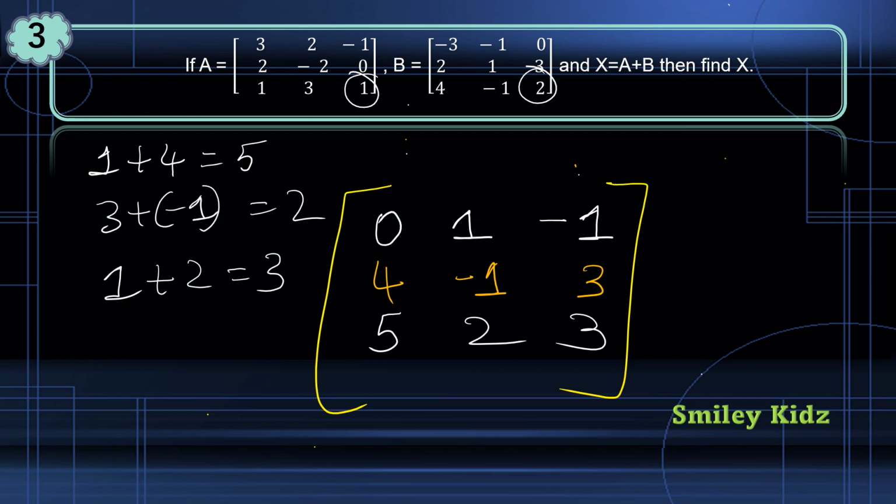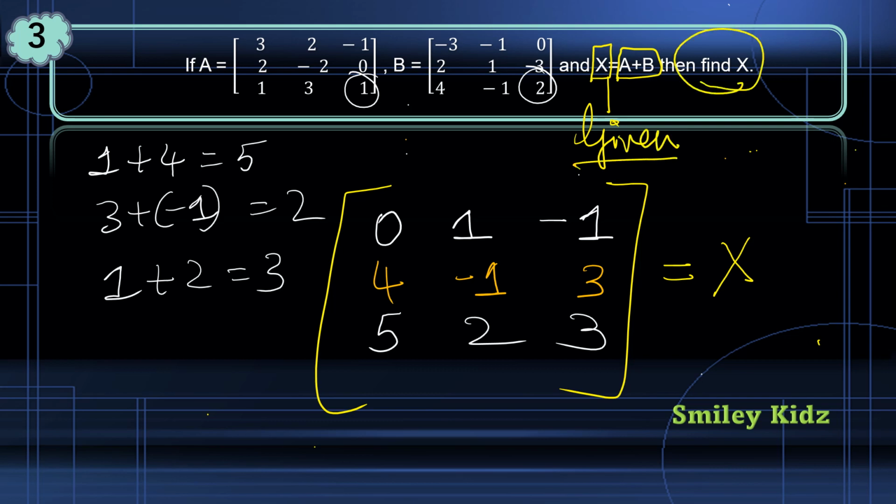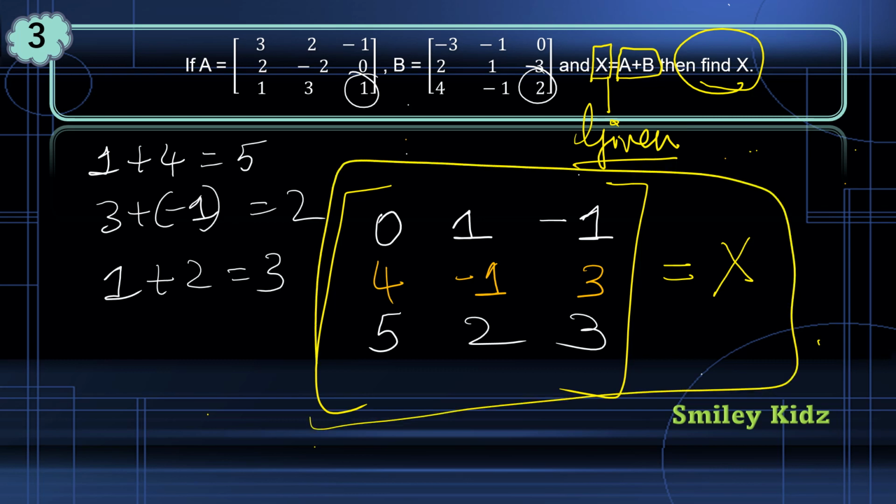Now what is this result? This result is nothing but X, because when you added A plus B, it is simply equal to X. This is something that is given to us in the question. So if you wanted to find X, then you're going to add A plus B. So X is equal to 0, 1, minus 1, 4, minus 1, 3, 5, 2, 3.